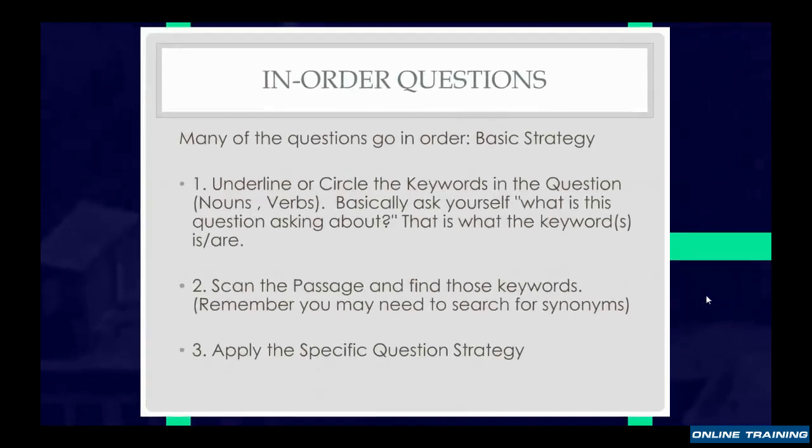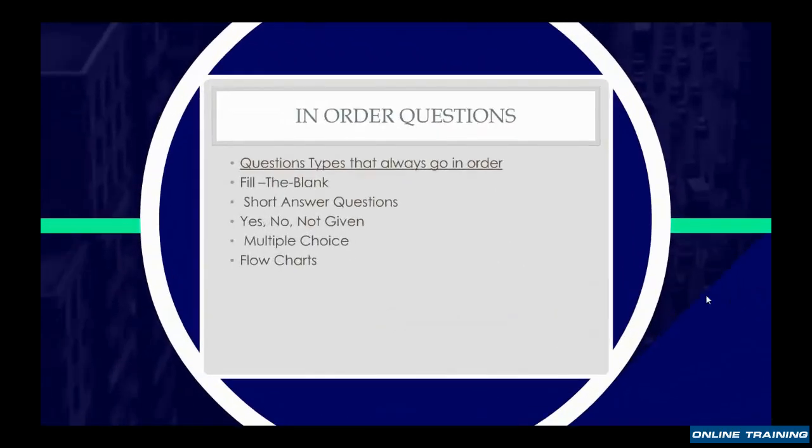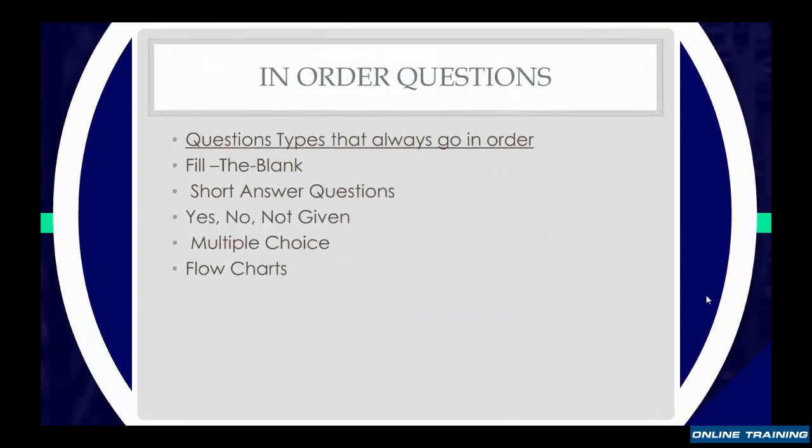So, some of the questions that go in order: your fill-the-blank question goes in order. Your short answer questions go in order. Your yes, no, not given question goes in order. Your multiple choice question goes in order. And your flowchart question goes in order. These are the question types that go in order. Also, these question types that go in order are probably going to be the easiest ones to do in your question set for a particular reading passage.